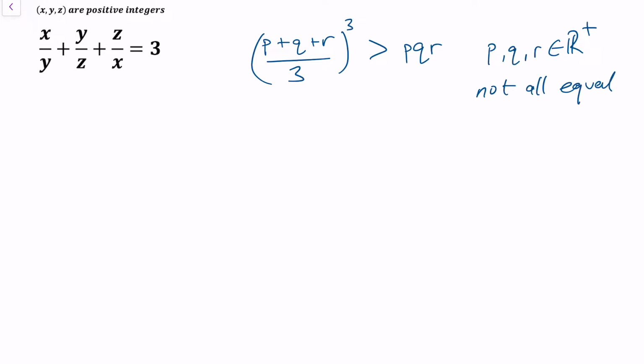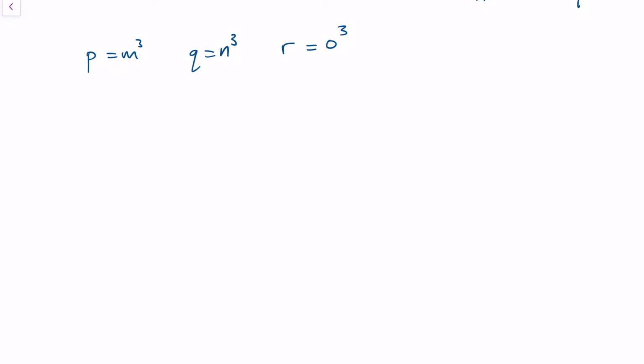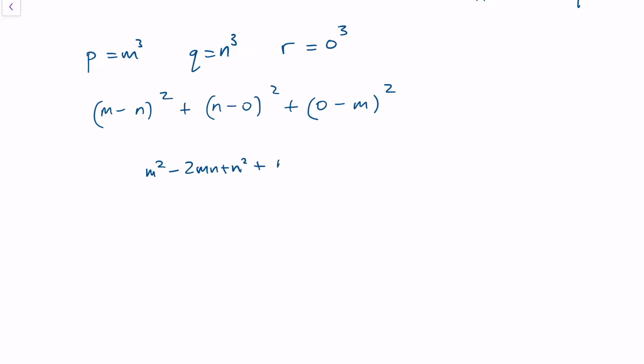Okay, so let's think about this inequality. In fact, let's prove that this is true. Let p be m cubed, q be n cubed, and r be o cubed. Now one thing to notice is that if we have (m minus n) squared plus (n minus o) squared plus (o minus m) squared, that will give us m squared minus 2mn plus n squared, minus 2no plus o squared, minus 2om plus m squared, right?